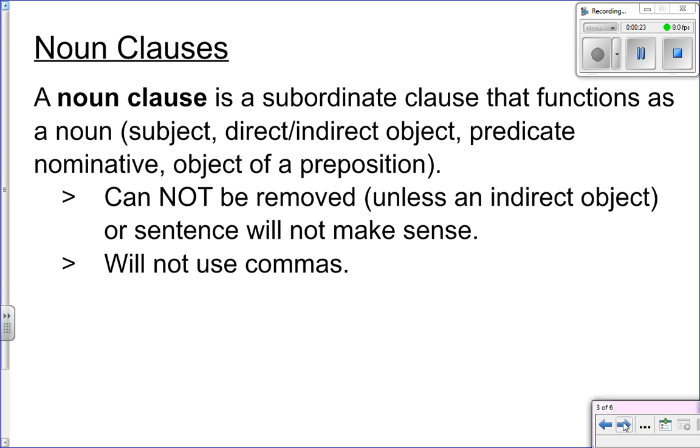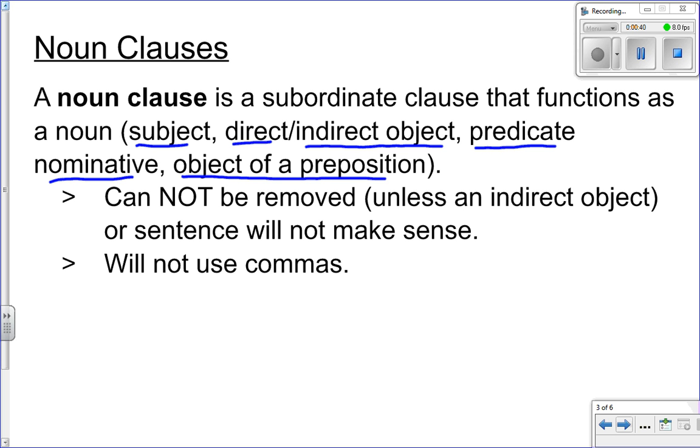They are very similar to gerunds in the sense that they can play the same roles within sentences. So noun clauses can be a subject, a direct object, or an indirect object. They can also function as predicate nominatives or as objects of a preposition.